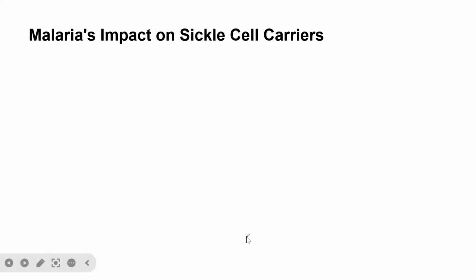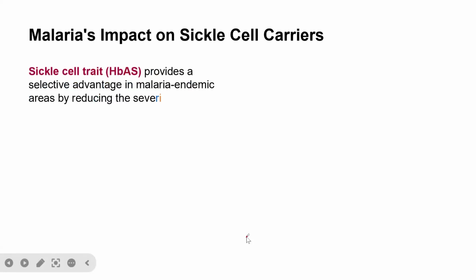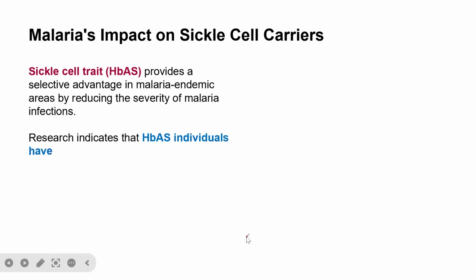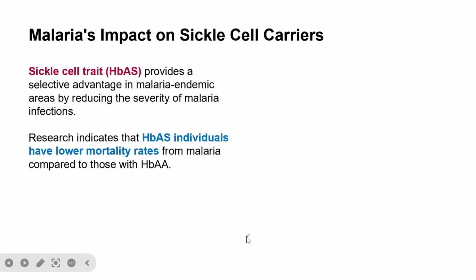So now, malaria impact on sickle cell carrier. A sickle cell trait, hemoglobin AS, provides a selective advantage in malaria-endemic areas by reducing the severity of malaria infections. So if you are an individual with hemoglobin AS, it means there is a likelihood that you are going to have a reduced severity of malaria infections. And research indicates that hemoglobin AS individuals have a lower mortality rate from malaria compared to those with hemoglobin AA.